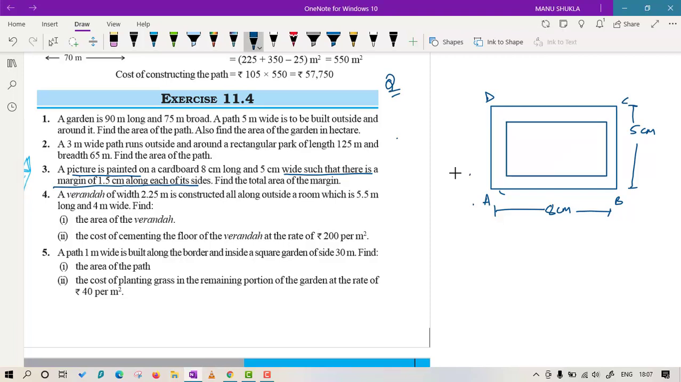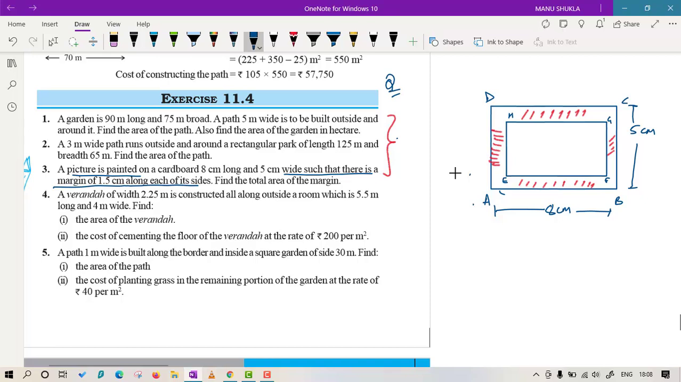So let me call it E, F, G, and H. So what is the margin? Margin is this outside thing. This is your margin. This is your margin. We have to find this area. It is a similar question. Only this time it is inside. In the previous two questions, 1 and 2, the path was outside, so we were adding to find the outside length. Now it is inside. So what will you do? You will subtract, obviously.